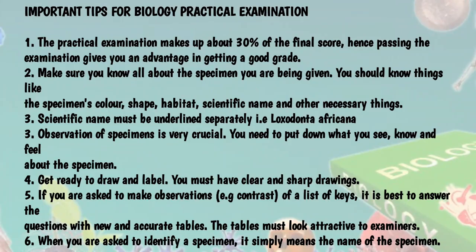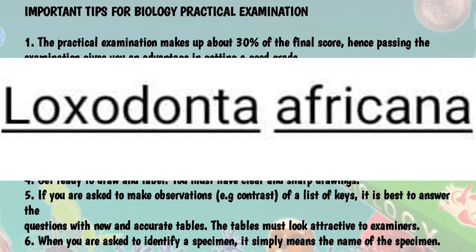Tip number two is that scientific name, when written, must be underlined separately. So when you are writing the scientific name, you should write the genus name in capital letter and then the specific name in small letter. For example, the scientific name for the African elephant is Loxodonta africana. Loxodonta starts with a capital letter and africana starts with a small letter, and then you must underline these names separately.